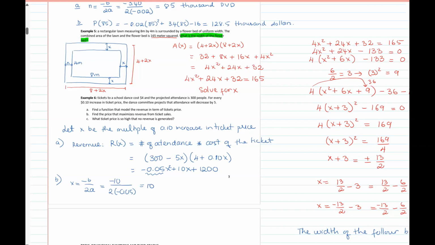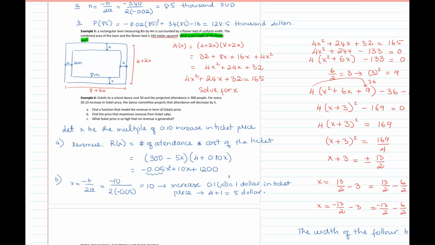Here we said 10, but x is the multiple of 10-cent increase in ticket price, right? So this means the ticket price will be increased, which implies we increase the ticket price by $1. So now the ticket price is $4 plus the $1 increase, to make $5. So for a ticket price of $5, we will have the maximum revenue.